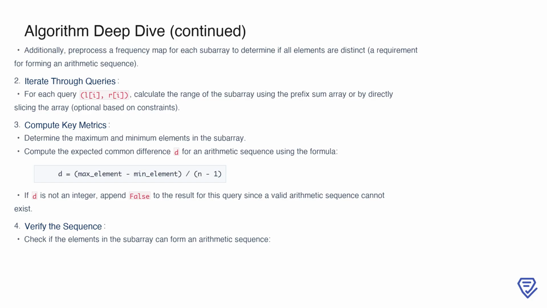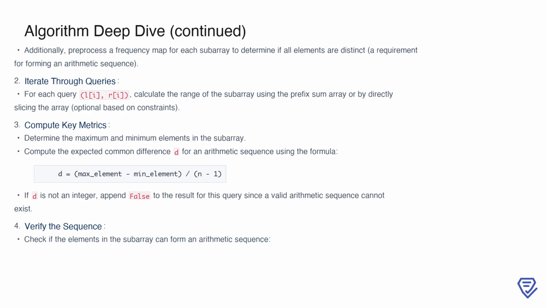First, we use a prefix sum array to pre-process the input nums. This allows us to calculate the sum of any subarray in constant time, O(1). Efficient range queries like this are crucial because they eliminate the need to repeatedly slice the array. Additionally, we pre-process a frequency map for each subarray to verify if all elements are distinct. Distinct elements are a key requirement for forming an arithmetic sequence, as repeated values can break the constant difference property.